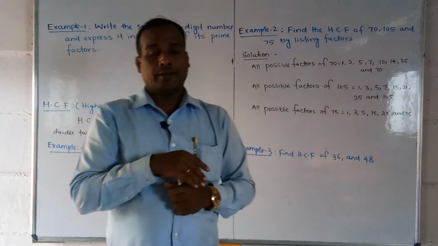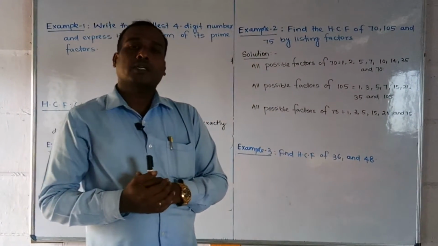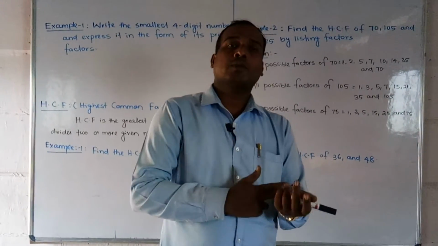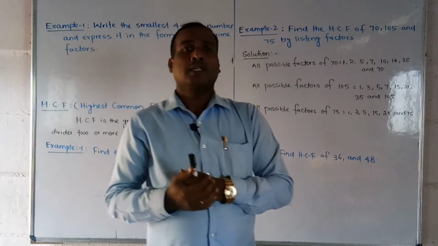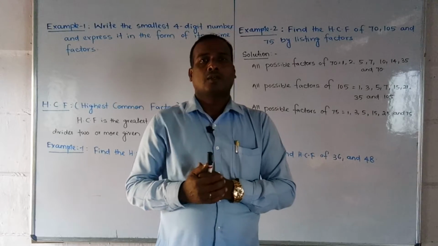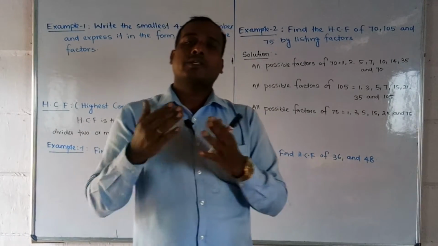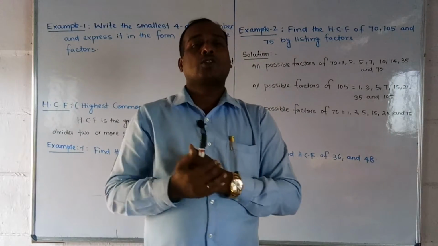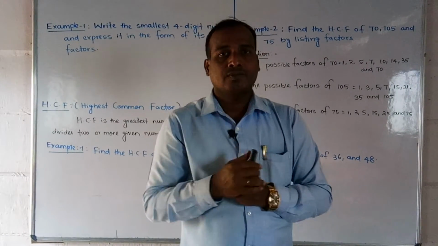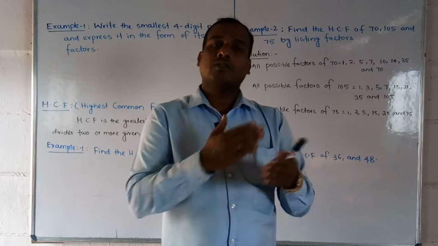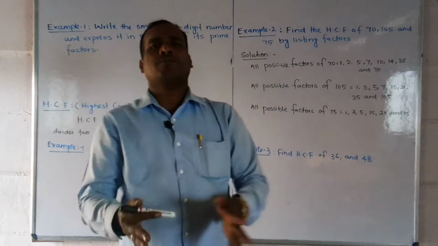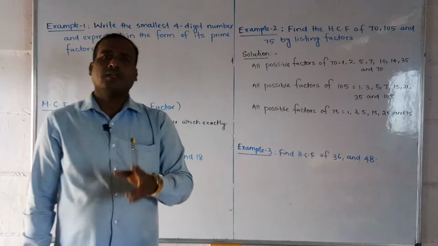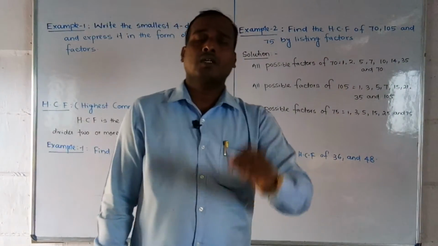10 we can write as 2 into 5, where 2 is a prime number and 5 is also a prime number. If I say 6, 6 is a composite number, so we can write it as 2 into 3, both prime numbers. If I say 5, 5 is a prime number, we can write 1 into 5.